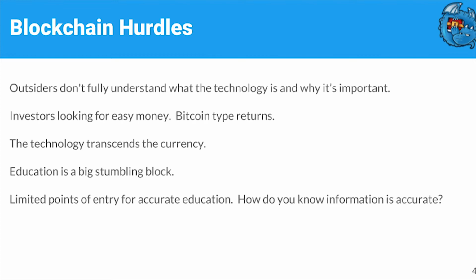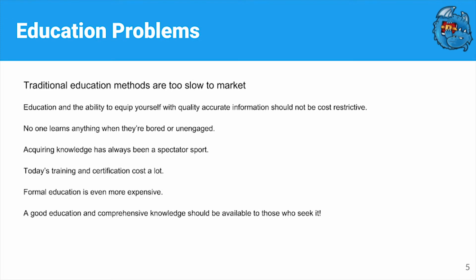So again, it's limited points of entry for accurate education, and so how do we actually make the education accurate? We're going to try to use some of the tools that we talked about in order to push that up. With education, one of the problems we have, again, is that we're slow to market, like we mentioned before with the universities. They have the ability to equip you with quality and accurate information, and it should not be cost restrictive. A 4-year education at a good accredited school, how much does that cost today? It's cost restrictive for an individual from an impoverished environment to even just get a college education. So how can we provide education in a blockchain environment that incentivizes an individual to just put in effort? That's what we're hoping for.